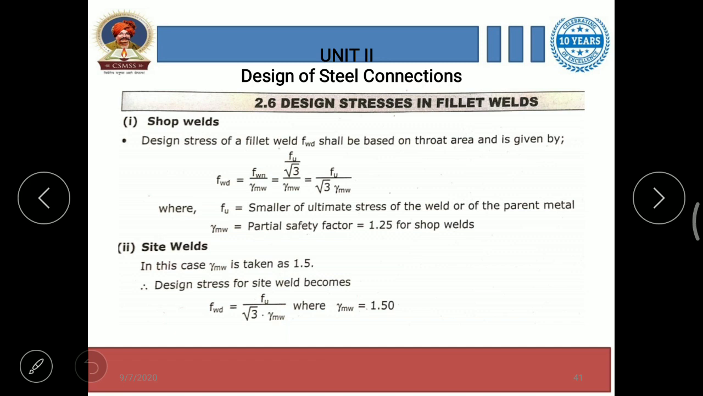is known. What is FU here? FU is smaller of ultimate stress of the weld or of the parent metal.